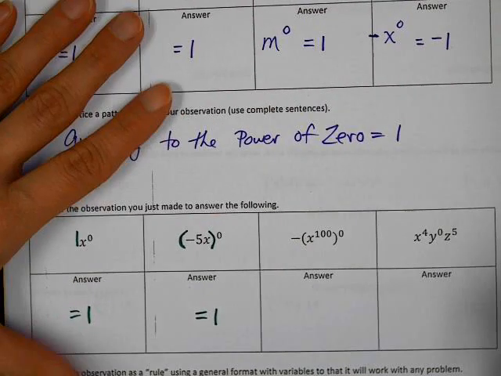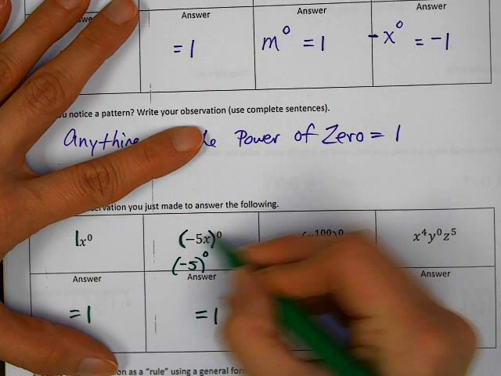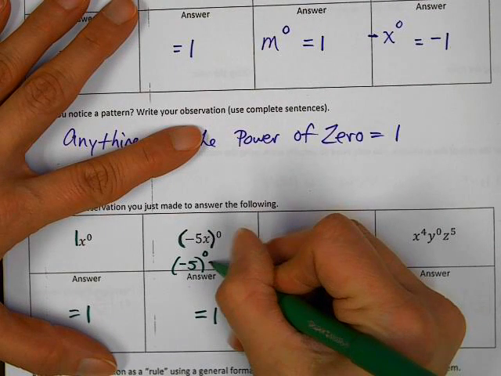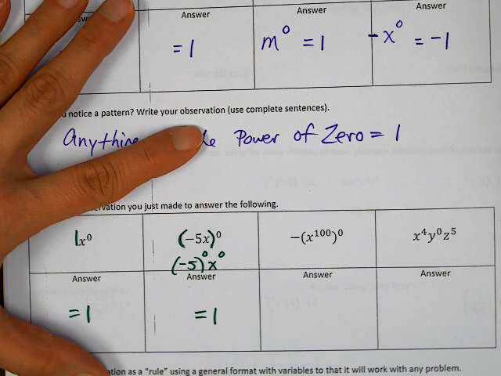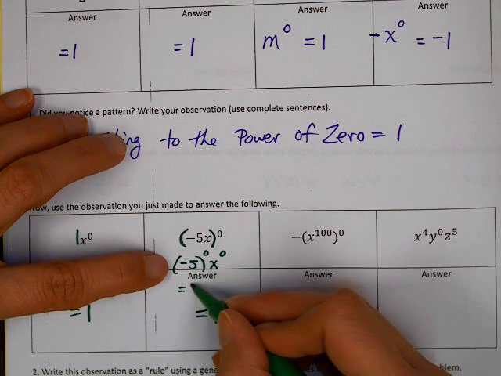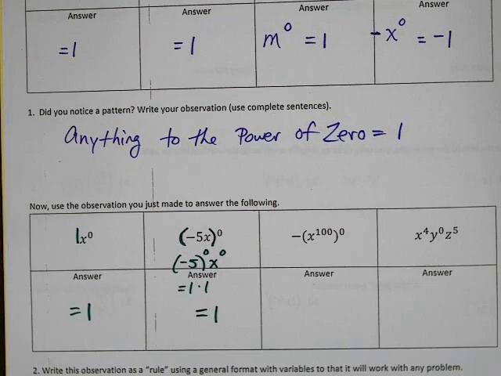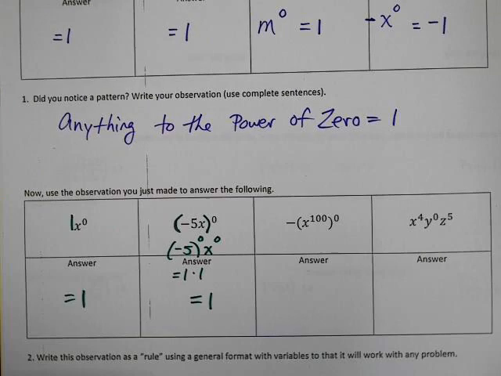Now what we could do, someone could say, well, shouldn't I give negative 5 the 0 power? Yes. And then shouldn't I give x the 0 power? Yes. So negative 5 is going to turn into a 1. And then x has a 0 power, so he turns into a 1. And everybody turns into a 1. All right. These are the two easiest rules that we're going to learn here.